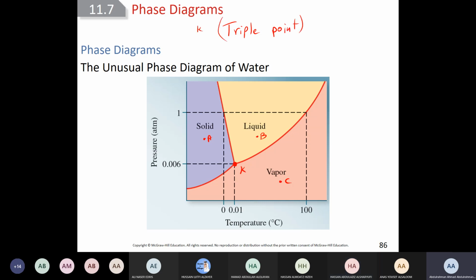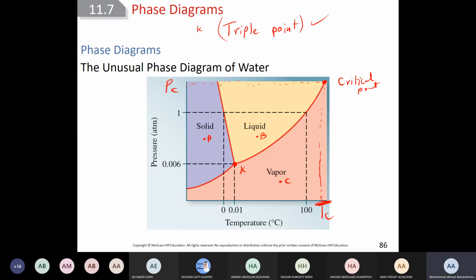What's this called? Critical point. How can you find the critical temperature? Line under it, to the x-axis. This is TC. Where is PC? To the left of it, on the y-axis. PC. Good.